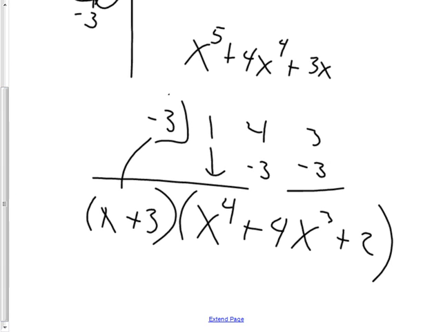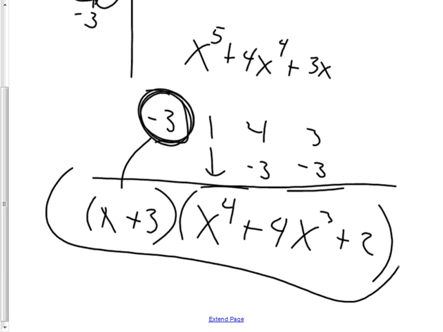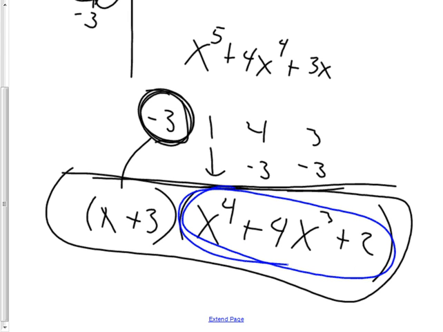And then that number right there goes into my synthetic, and again, let's just imagine for a moment that we ended up getting this for our answer. Can you stop there, or are you supposed to keep factoring? Supposed to keep factoring. So how do you know whether it can continue to factor or not? You graph this part then.